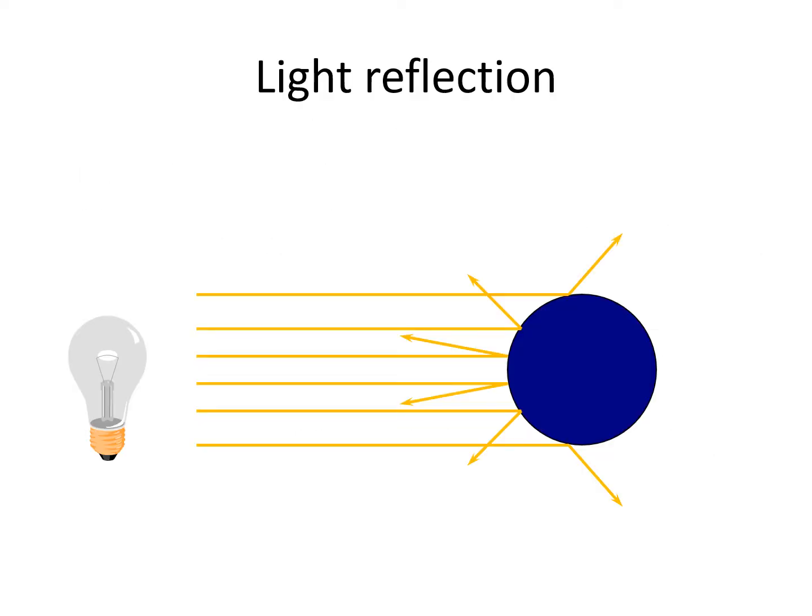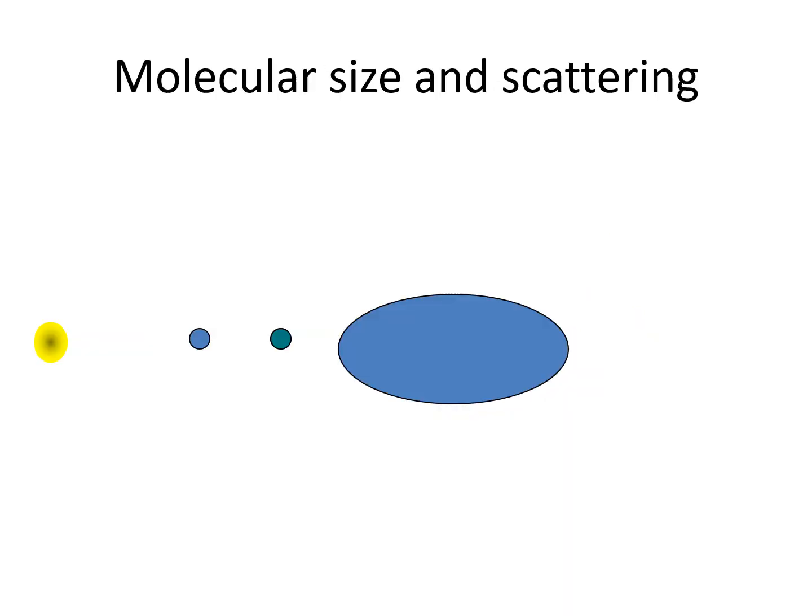We can see here an illustration of light passing through and approaching a solid object or a particle. There will be reflection, refraction, or light scattering effect. The light that moves to the side is the light scattering effect. One of the factors that can affect light scattering is the size of the molecule. The larger the molecule, the higher the chances of scattering and reflection.